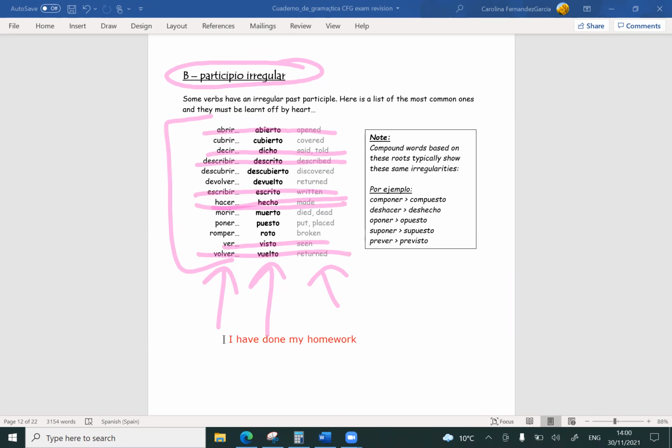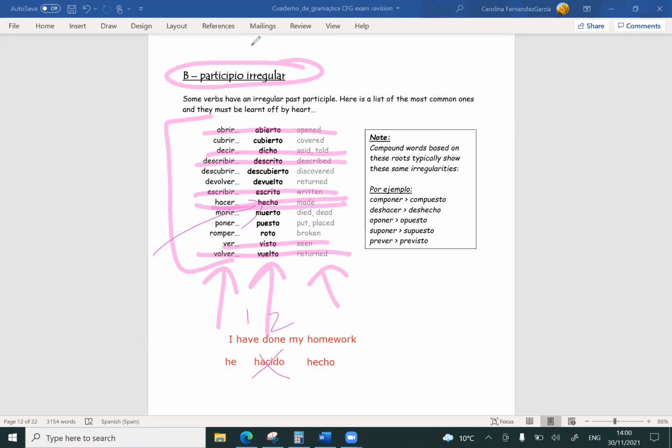Let's take an example like, I have done my homework, okay? Straight away, I see two parts here. I have and done. I have, we don't pronounce the H, and the verb hacer. In theory, it should be hacer, get rid of the ER and add ido. But we need to know that the verb hacer is always irregular. So that's not going to work. So we have a look here at my list, and of course, hacer is here. And the irregular for hacer is hecho.